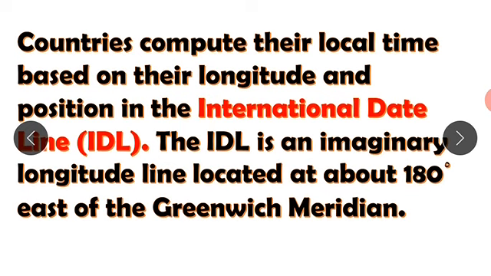Traveling east across the IDL results in 1 day being subtracted, and traveling west results in 1 day being added. However, the line is not straight to avoid dividing countries in two. So this means that when you go to the east, you subtract 1 day, and when you travel to the west, you add 1 day.